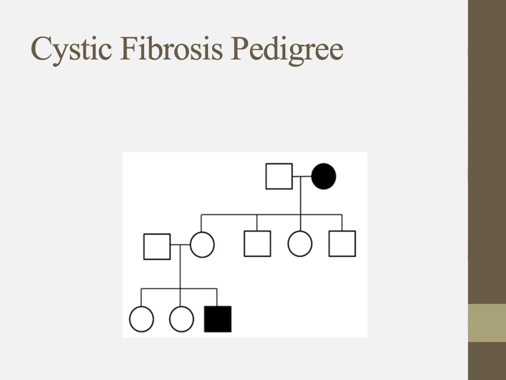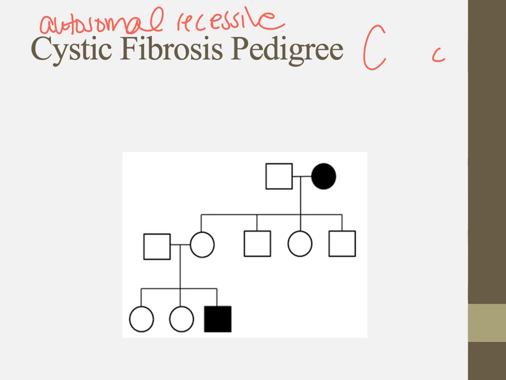Okay, so we're going to work with cystic fibrosis first. Cystic fibrosis is an autosomal recessive disease, so I don't have to worry about males and females, X's and Y's. I'm going to give this a capital C, which equals the dominant allele for regular lung function, and a little c, which is the recessive allele for cystic fibrosis. The easiest ones to do are always the ones that are affected, because they must have 2 copies of the recessive allele. Now I have to work backwards.